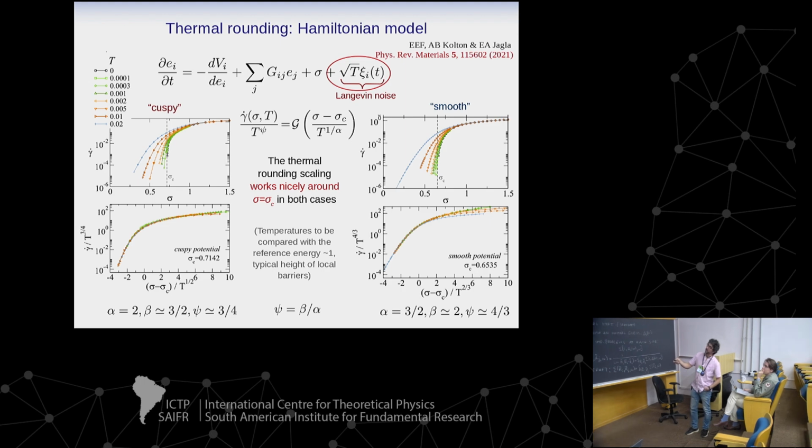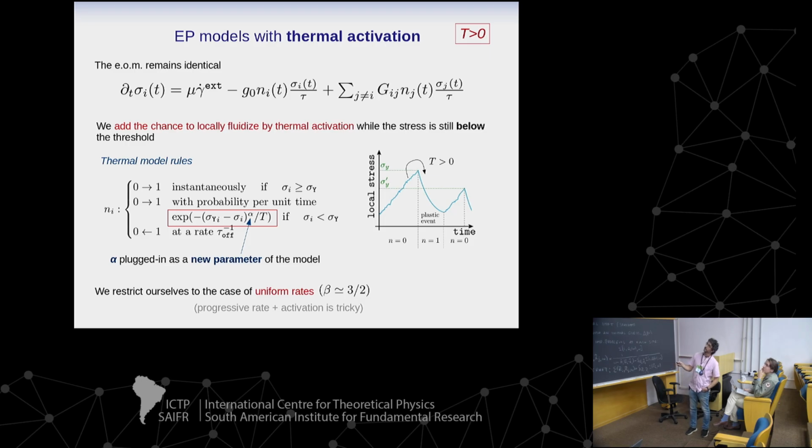So the thermal rounding scaling works very nicely around sigma equals sigma c in both cases. We have done this also with the elastoplastic models in this work. And I mentioned already how you put temperature in the elastoplastic model: it is now an Arrhenius probability for jumping the barrier. Say, even before arriving at the yield stress, you can activate because of temperature.